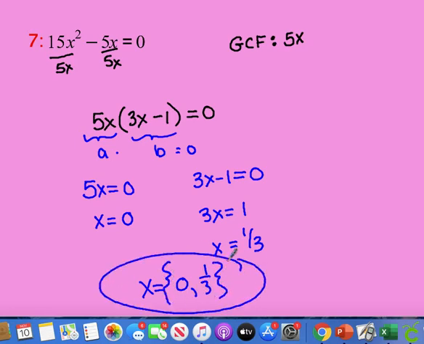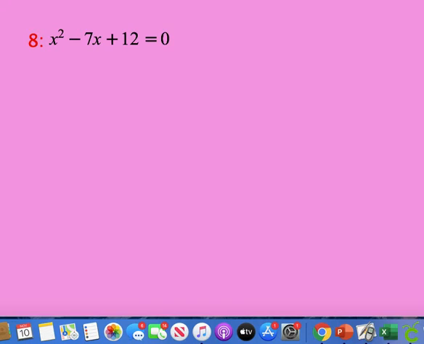Now you could see that if I were to graph this, one would have been a hard one for me to find the solutions to, because one is landing on 0. That one wouldn't have been bad, but the other one was landing on 1/3. So you could see that this graph is really skinny, and it's really skinny because our A is being multiplied by 15.